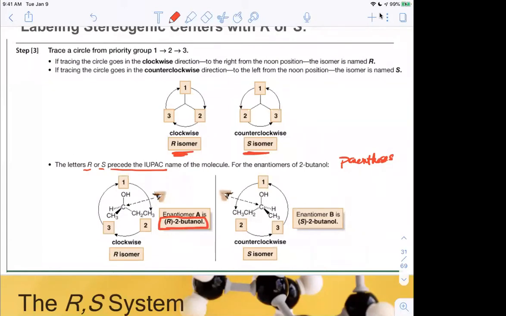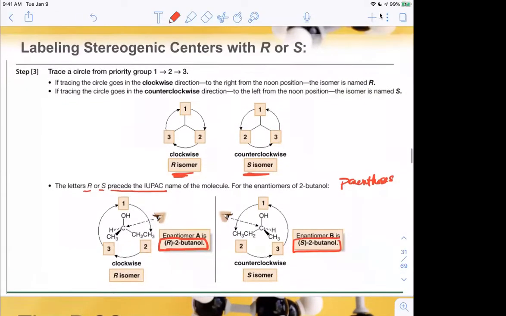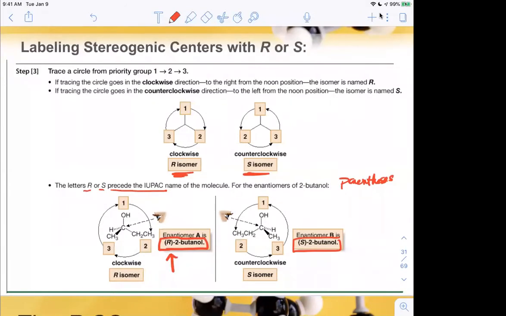(R)-2-butanol. This is the name for the other enantiomer that goes counterclockwise, (S)-2-butanol. So now I have a differentiation. The R and the S is indicating which spatial arrangement I have on that chiral carbon.